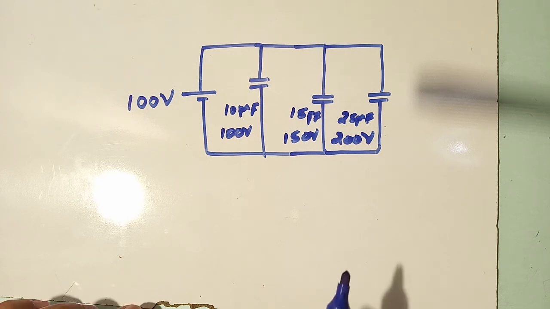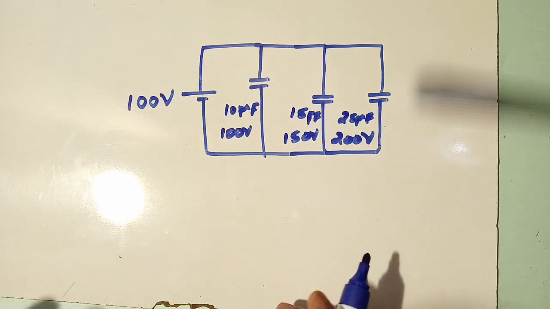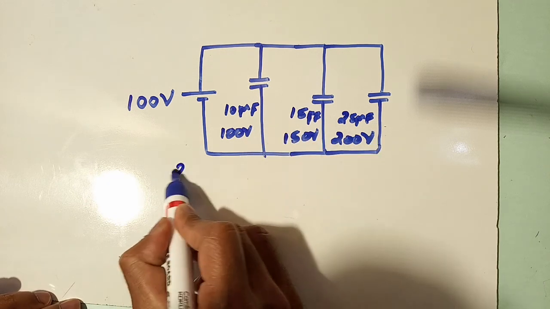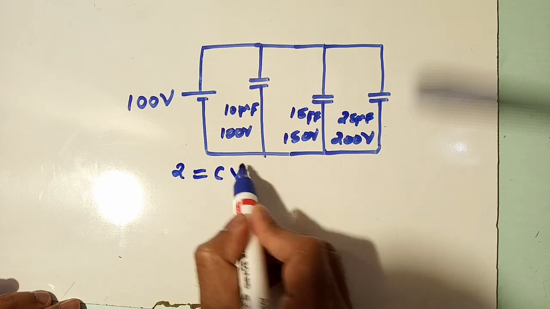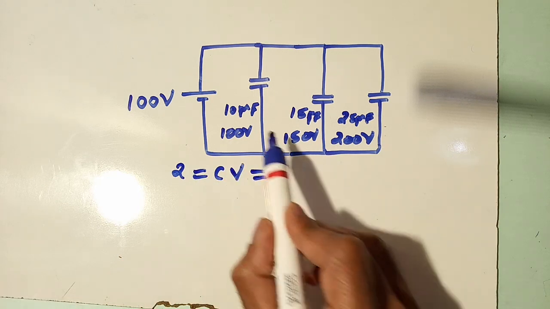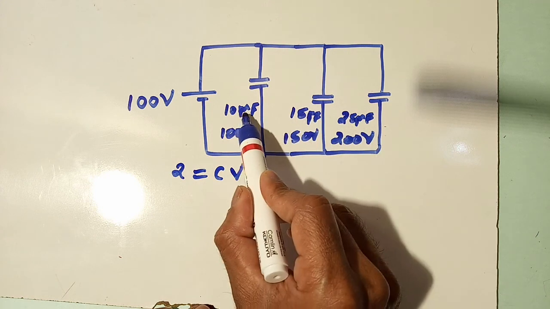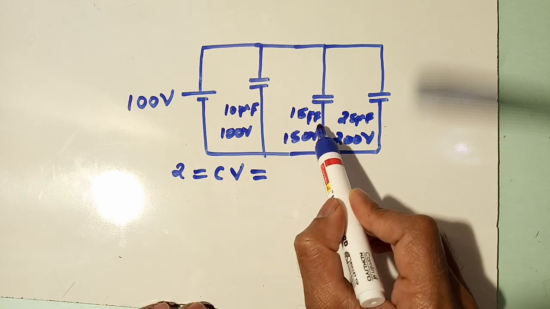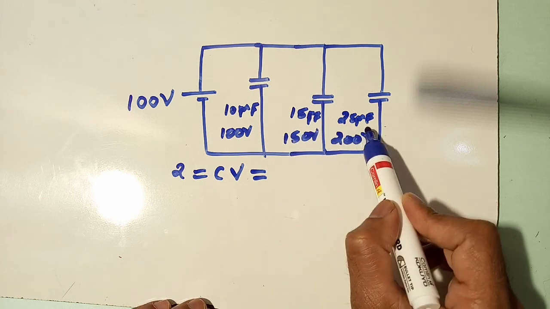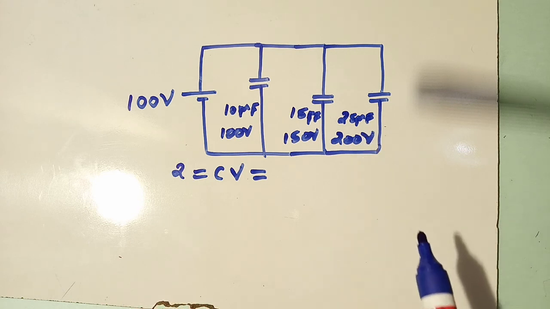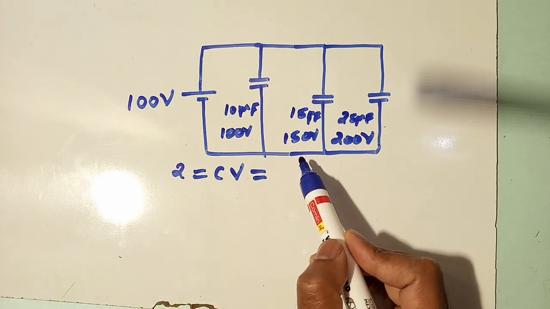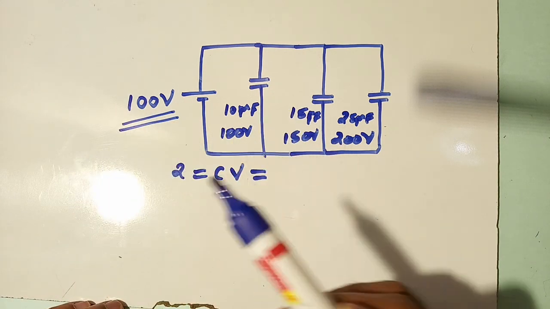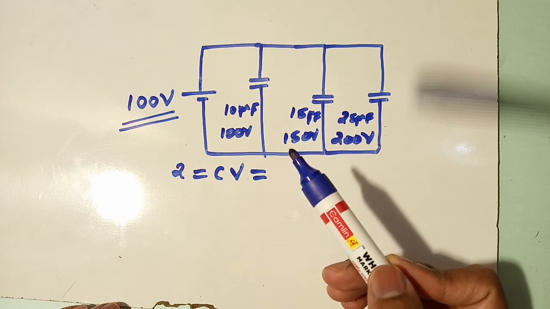Here we have to find the total charge carried by these capacitors. Now Q equals CV, capacitance times voltage. These are the capacitor ratings: 10 microfarad 100 volt, 15 microfarad 150 volt, and 25 microfarad 200 volt. But the voltage applied is only 100 volt. The capacitor can charge beyond 100 volt, but here it will only get 100 volt.